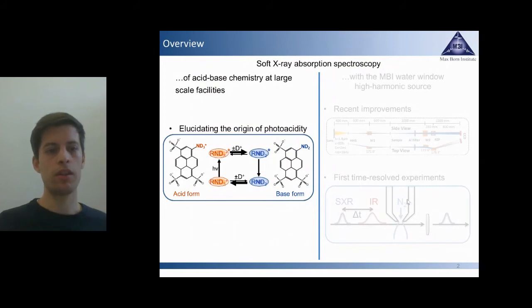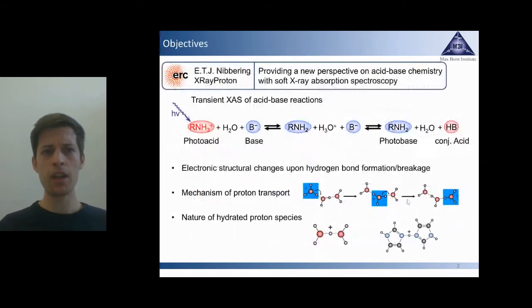Starting with the synchrotron-based study, this is part of the ERC grant of my supervisor, Eric Nibbering, where the topic is to provide a new perspective on acid-base chemistry with soft X-ray absorption spectroscopy. Our main working idea is that we want to have a chemical reaction like this shown here, which can be triggered with a so-called photoacid. A photoacid is a trigger which, by UV-induced excitation, can release a proton in a solution, which can end up on the solvent and at a later stage onto other base molecules which pick up the proton.